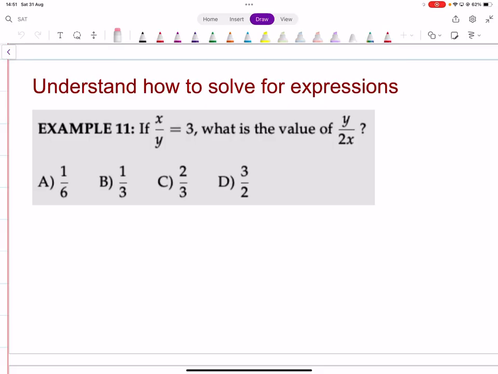Anyone who's done? Yes? 1 over 6. Anyone else getting the same answer? 1 over 6. Anyone getting a different answer? It's not that difficult. You want y over 2x on one side. Y needs to be in the numerator, x needs to be in the denominator.